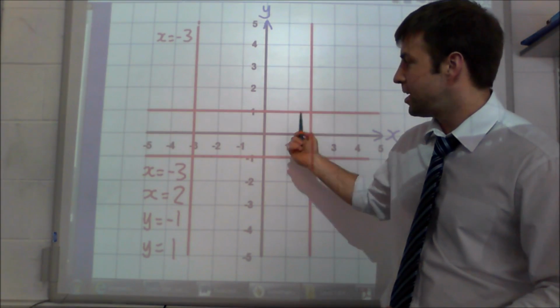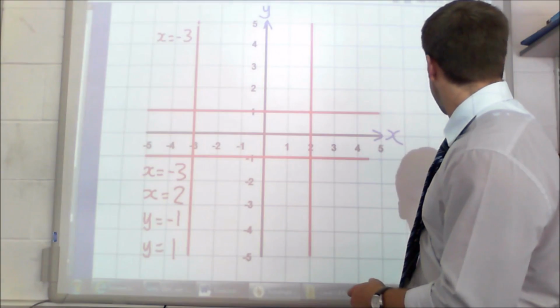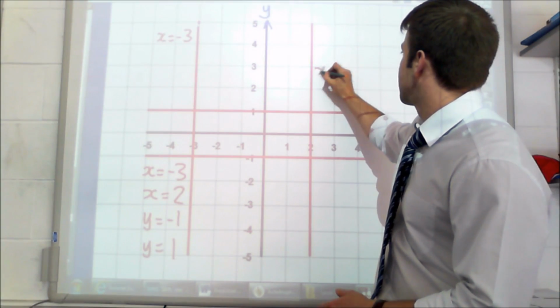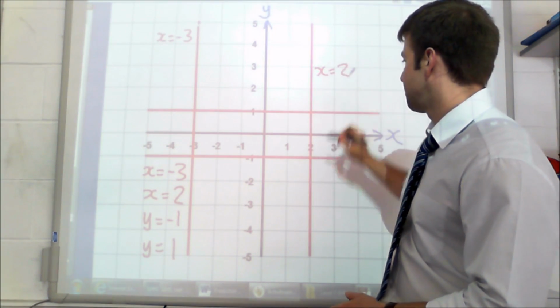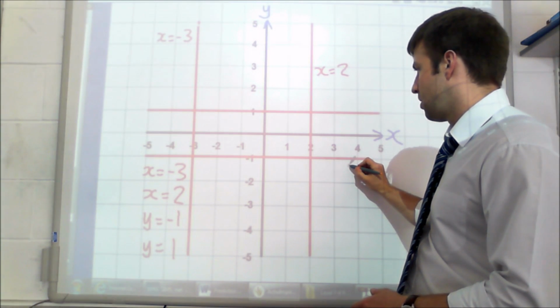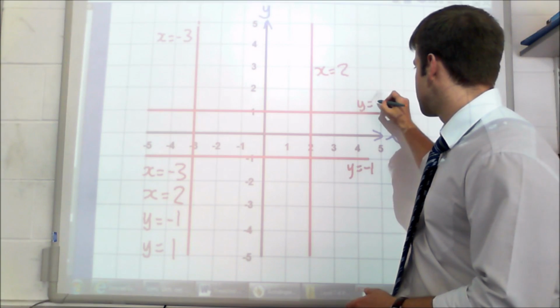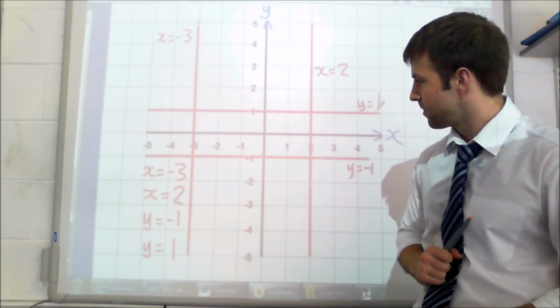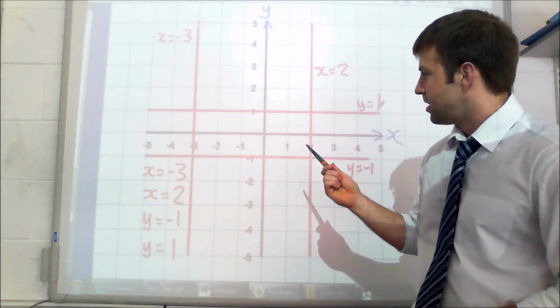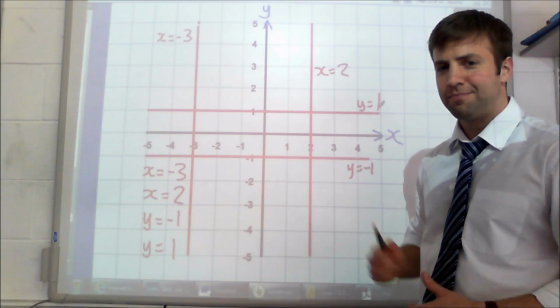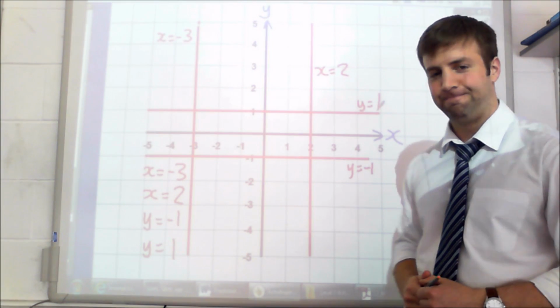Now, we didn't label these three, we should have done. Let's get that in now: x equals 2, y equals -1, and y equals 1. See if you can work out the area enclosed by the four graphs now.